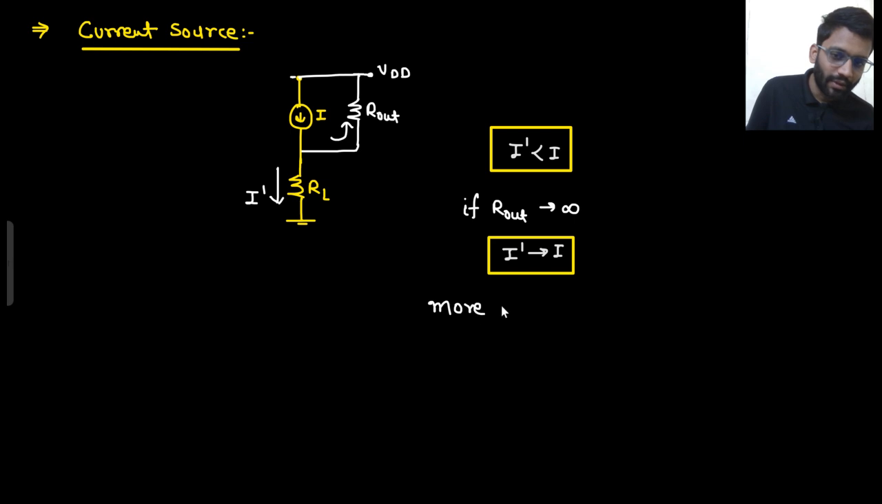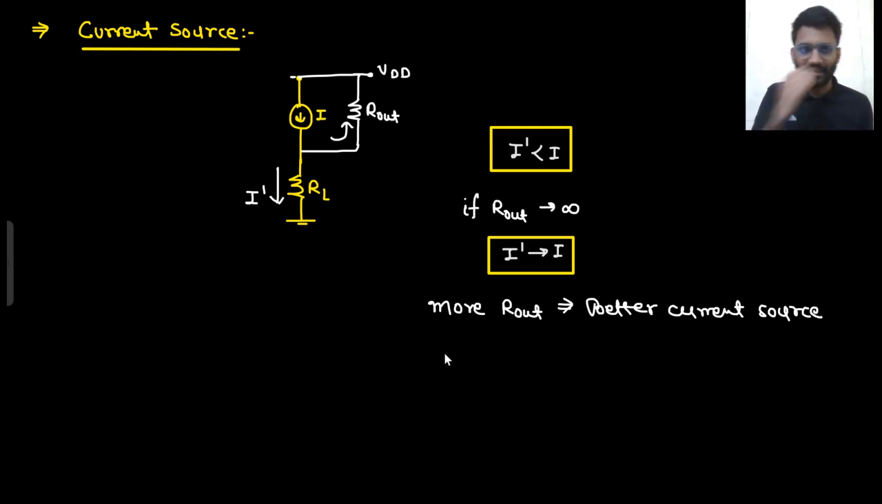So more R out, better current source. As much R out as you are having, the better the current source you will have. So if you are making a current source, you should make sure that it has maximum output impedance. If you are making a current source from a device, what devices have we studied? We have studied diode, we have studied MOSFET. Now we are going to make a current source using some device, and we have to make sure that its output impedance is high.